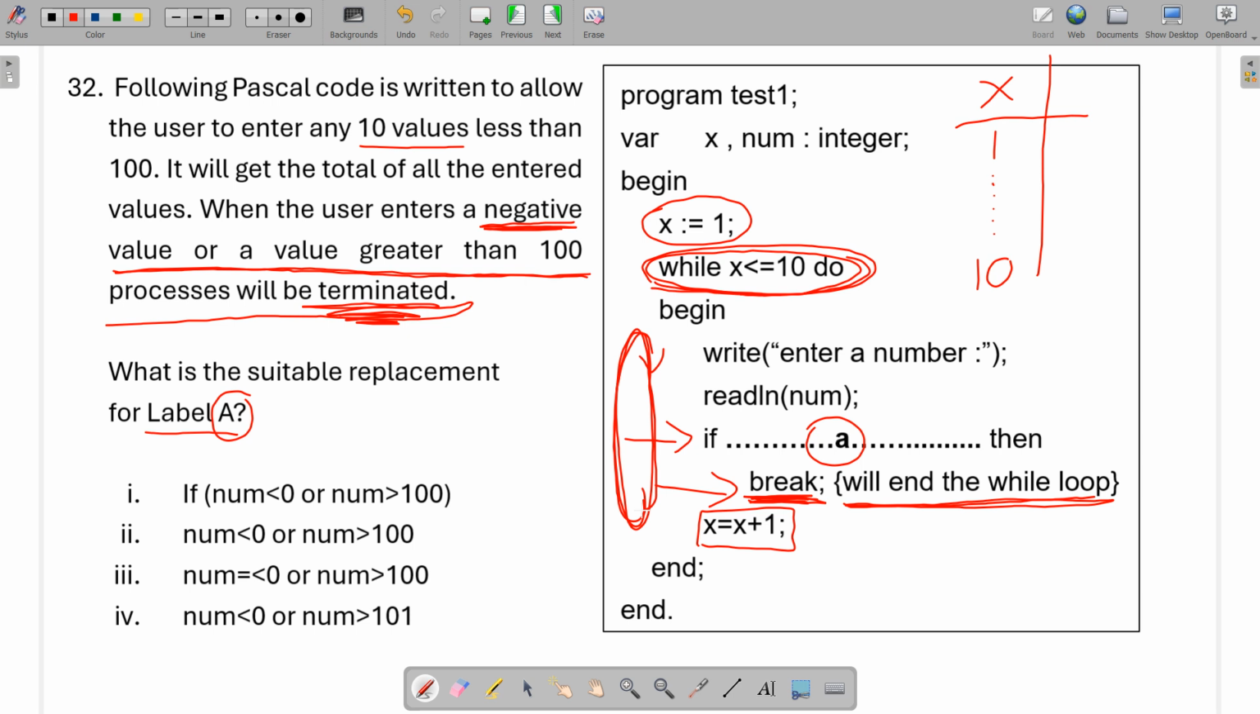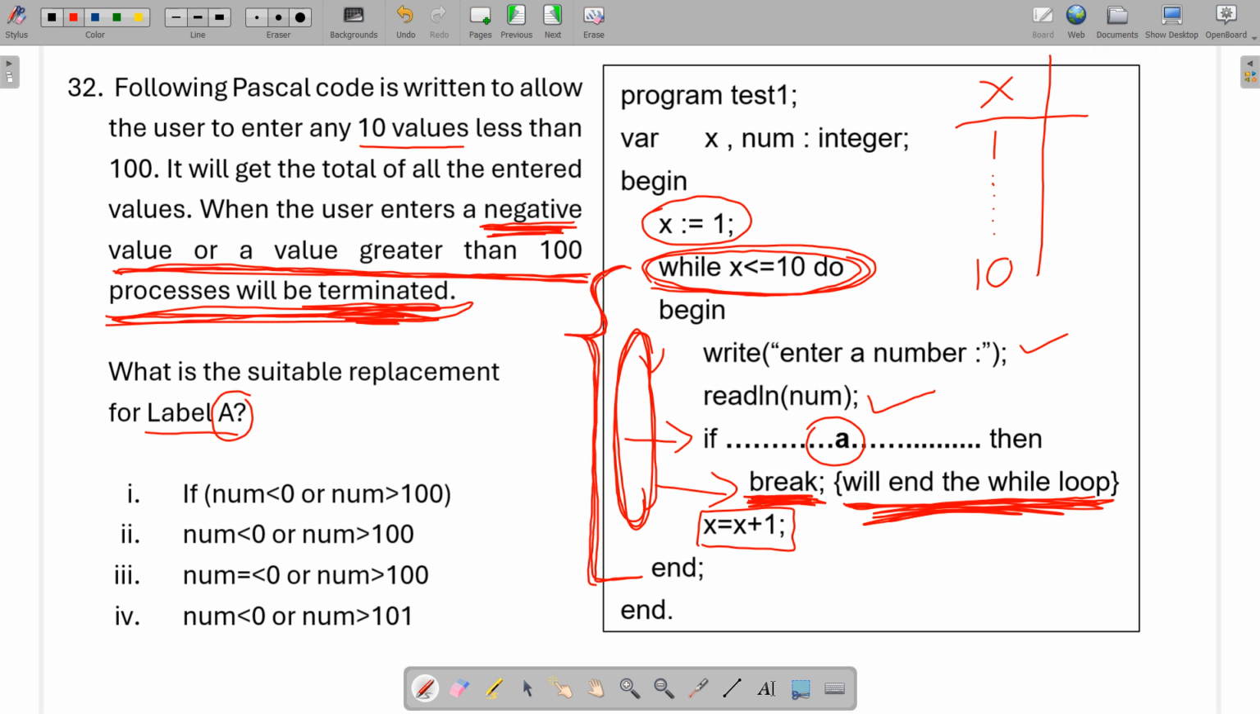So in each iteration they will ask for a number, they will read the number, and they have to check this condition whether it is a negative value or greater than 100. So if so, the process should be terminated. So the question says this break will end the while loop. That means terminate the while loop. Terminating the while loop means terminating the code from here to here.